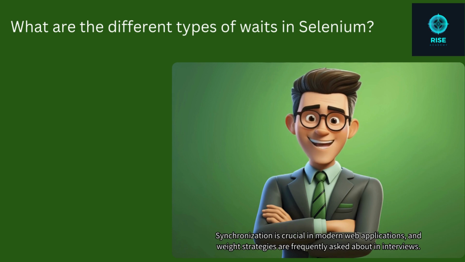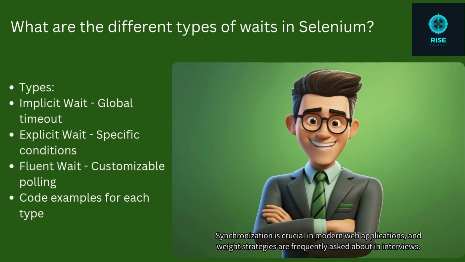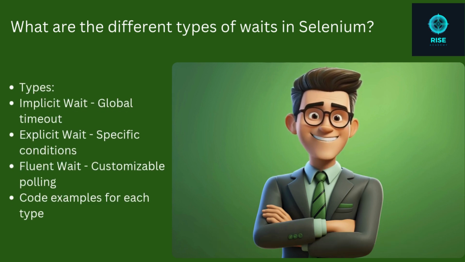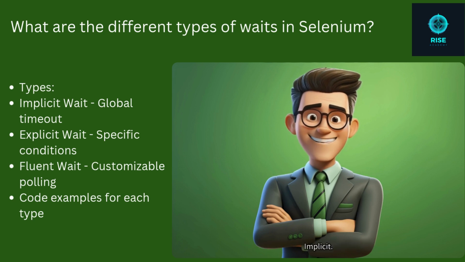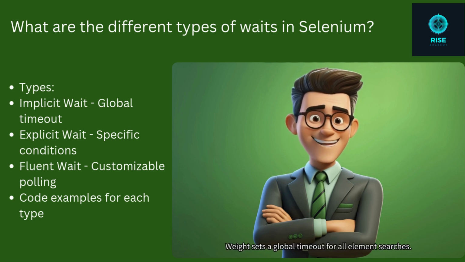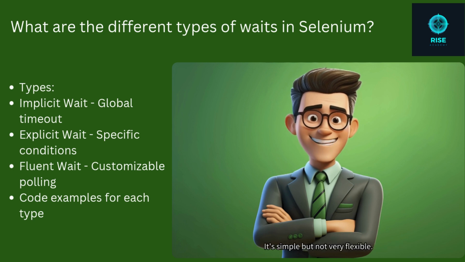Synchronization is crucial in modern web applications, and wait strategies are frequently asked about in interviews. Selenium provides 3 types of waits. Implicit wait sets a global timeout for all element searches. It's simple but not very flexible.